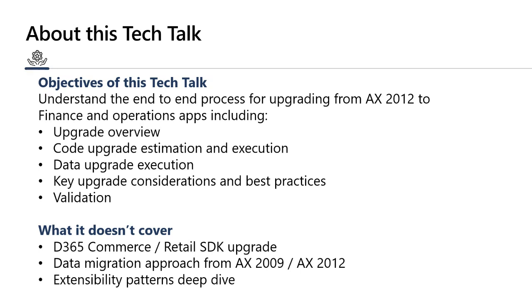And finally, we also want to share some tips and best practices for validation, signing off your code and data upgrade, and being successful with a go live. Although we are talking about finance and operation apps, we are focused more on Dynamics 365 Finance and Supply Chain Management. Although we will be covering the HQ part of Dynamics 365 Commerce, we are not necessarily focused on the retail SDK or the point of sale upgrade. We're also not covering the data migration approach or scenarios from AX 2009 or 2012. And being cautious of time, we will not be going into a deep dive for extensibility patterns.